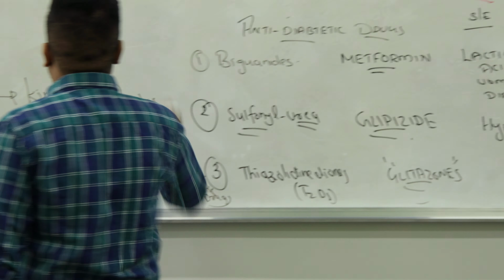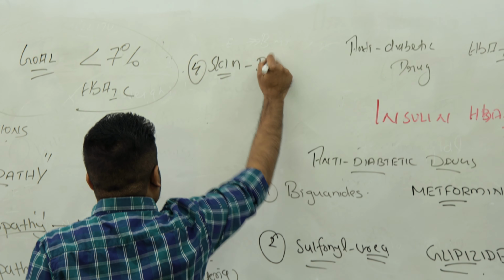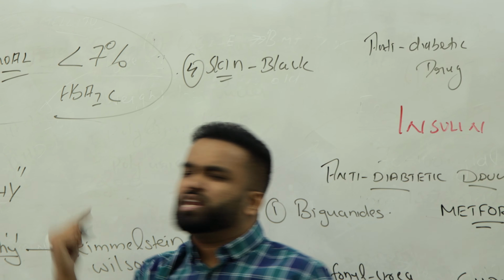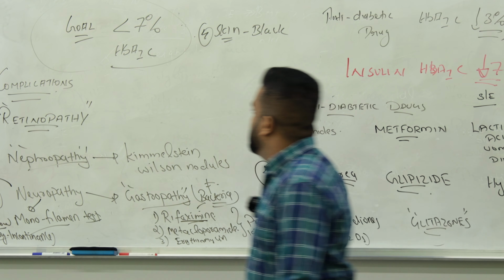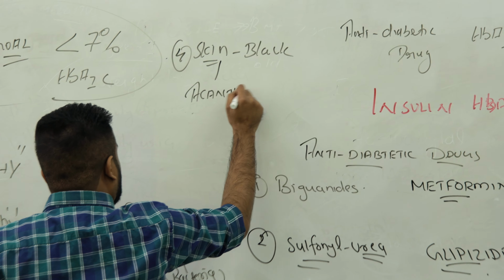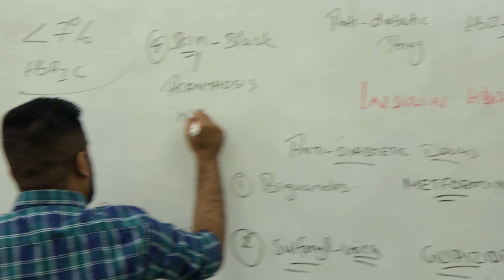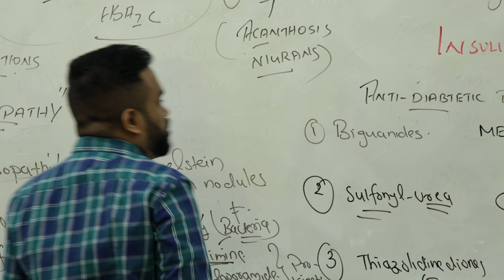The skin of the diabetic patient, you can see it looks black in color, black around the neck and all. You can see it around the axilla. We call it acanthosis nigricans, right? The skin, what will you have? Acanthosis nigricans. Black deposition around the neck, around the axilla.